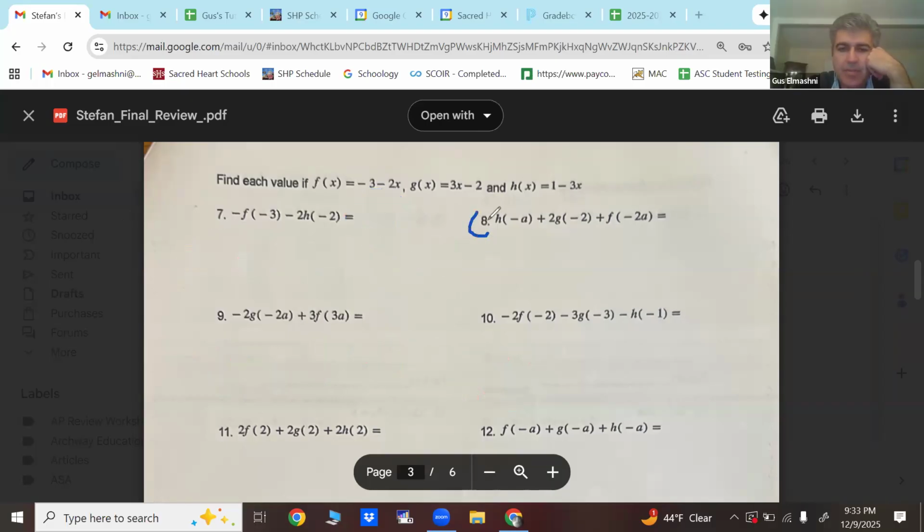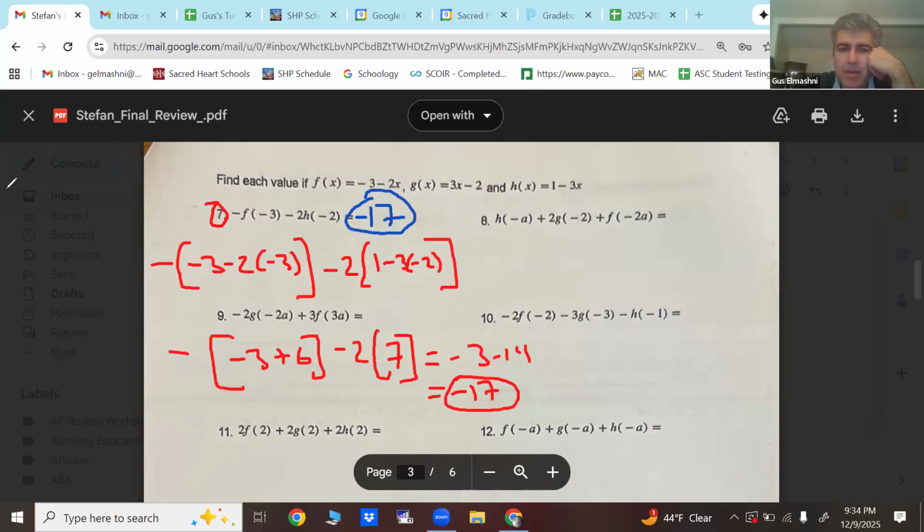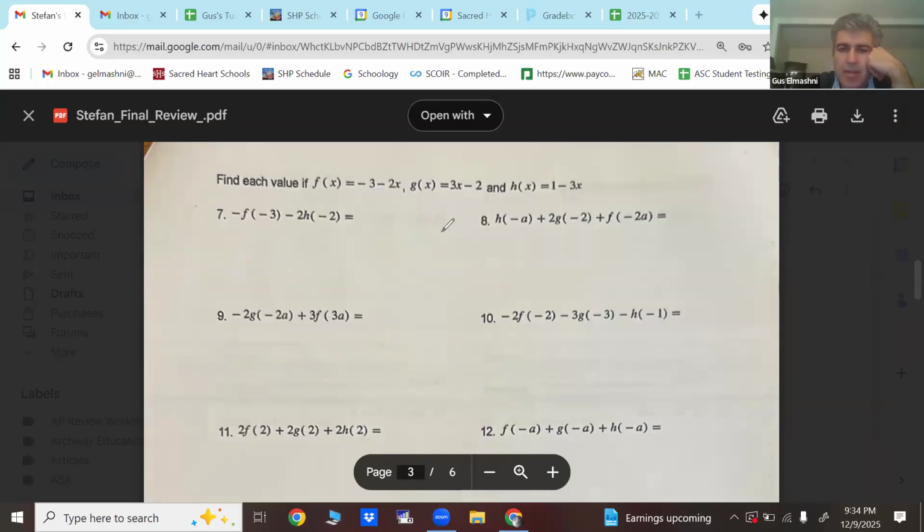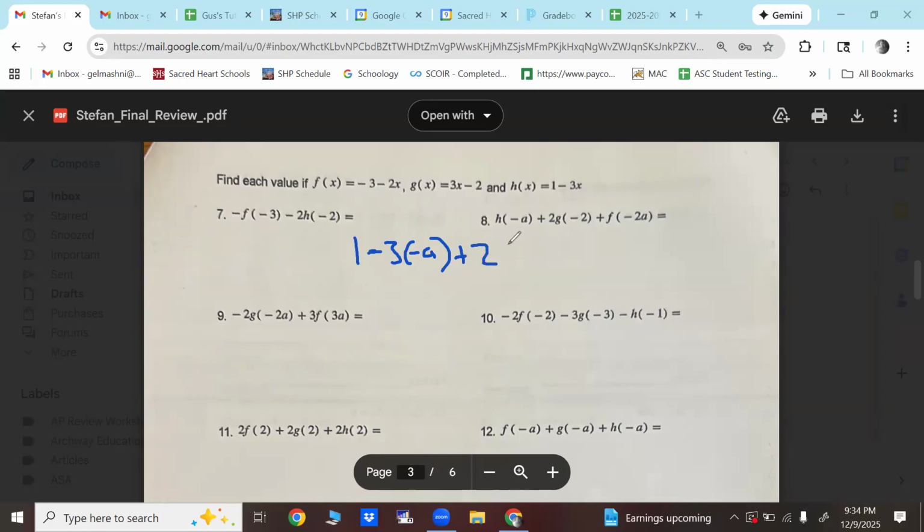Let's look at 8. In this case, some of these involve letters. Actually, hold on, let me come back. Yeah, because it was h, right? Okay. So h of -a, so that's 1 minus 3 times -a, plus 2 times g of -2. I'll put a bracket here because you got through the 2. g of -2 is -6 minus 2, plus f of -2a.